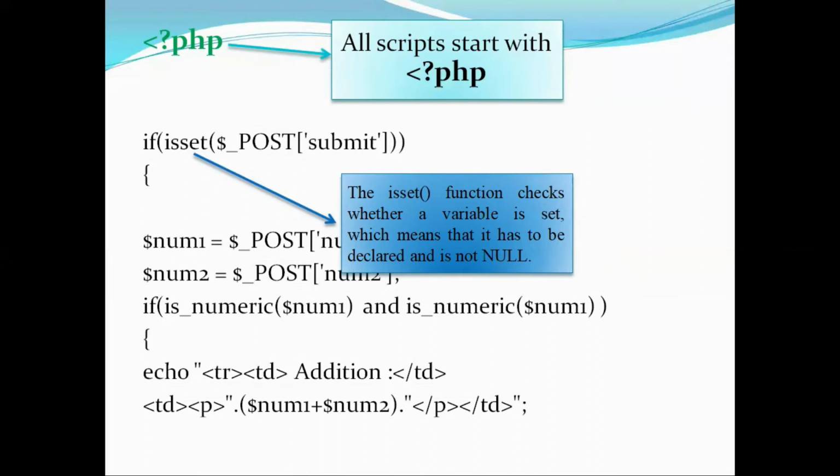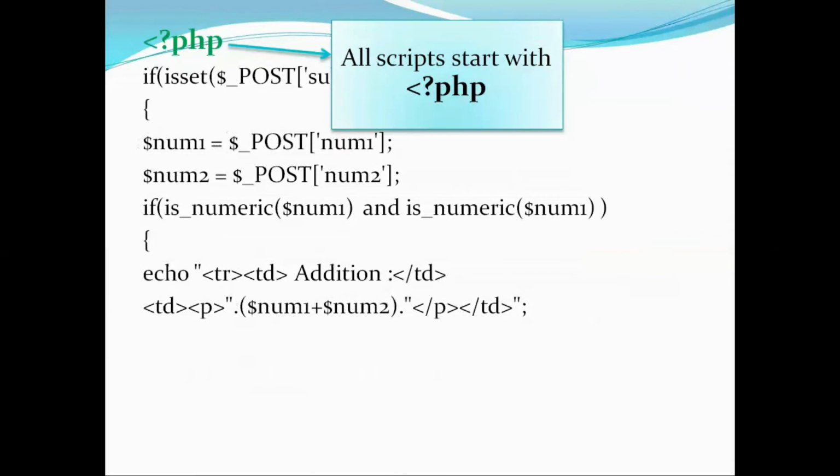Now the syntax of this isset function: isset followed by the variable. There can be different parameters, but here we are using one mandatory parameter, a required parameter called the variable, which specifies the variable to be checked. Here I am specifying $_POST. What does this $_POST mean? It is a PHP superglobal variable which is used to collect form data after submitting an HTML form with method equal to post. Try to understand here.